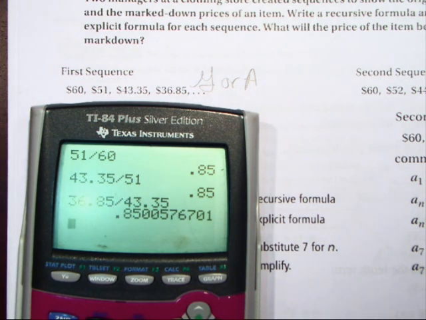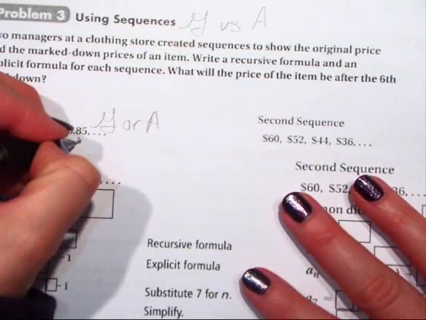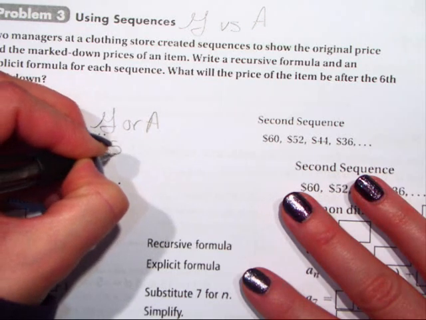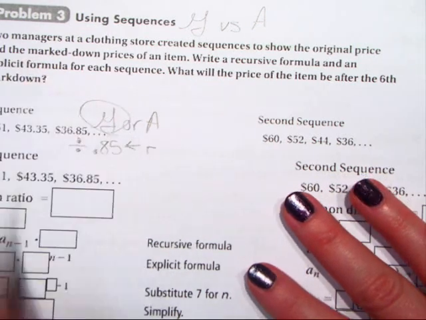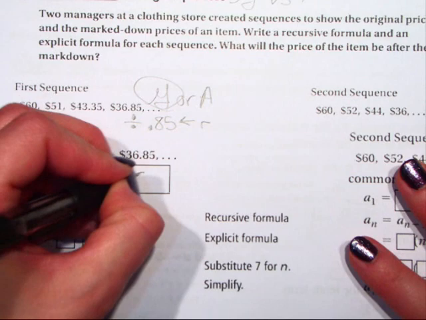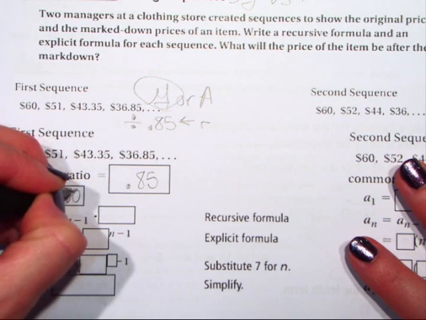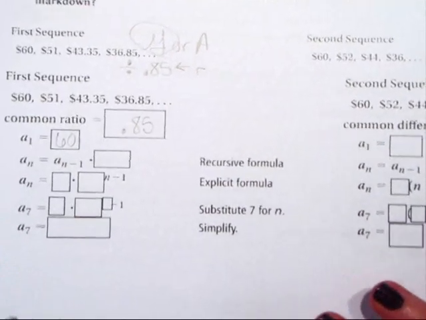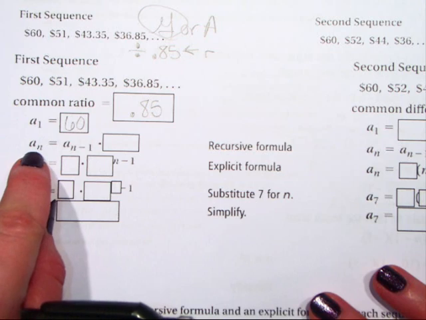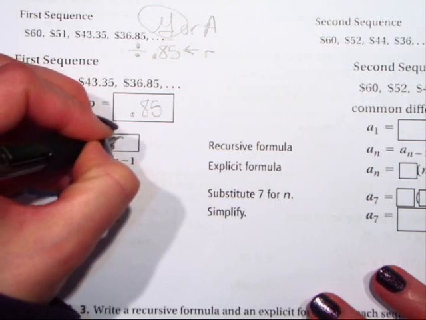Is that right? That's right, they just had to round probably to the nearest penny. Each time I am getting 0.85 when I divide. So since every time when you divide you get 0.85, that is your common ratio, which makes this geometric. Your common ratio is 0.85. The first term is 60. Your recursive formula, anything you want to get is found by taking the one before it and multiplying by 0.85.